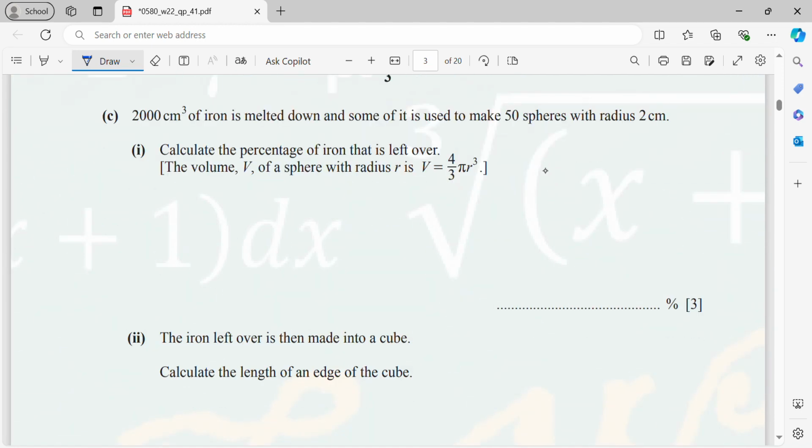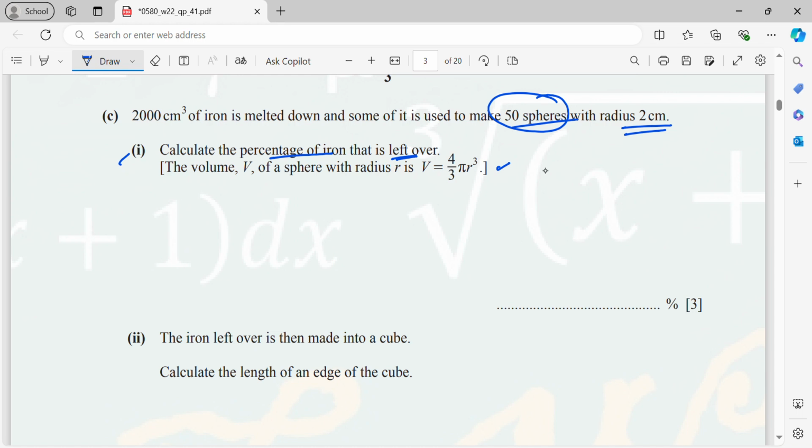C. 2000 centimeter cubed of iron is melted down and some of it is used to make 50 spheres with radius 2 centimeters. First part, calculate the percentage of iron that is left over. So the volume of a sphere is given by this formula. Now what we have to do is find out the volume of these 50 spheres first. So what is the volume of these 50 spheres?